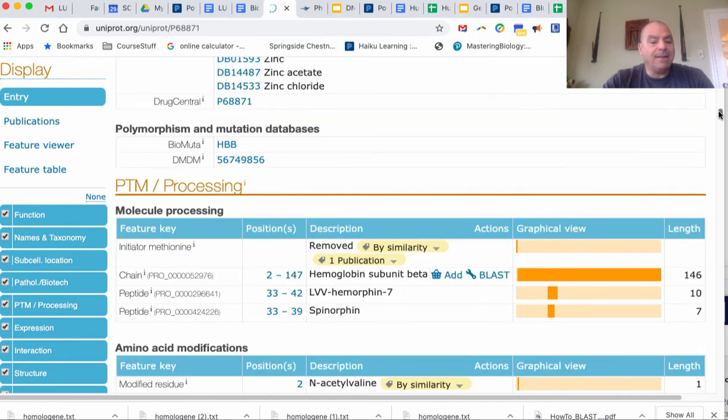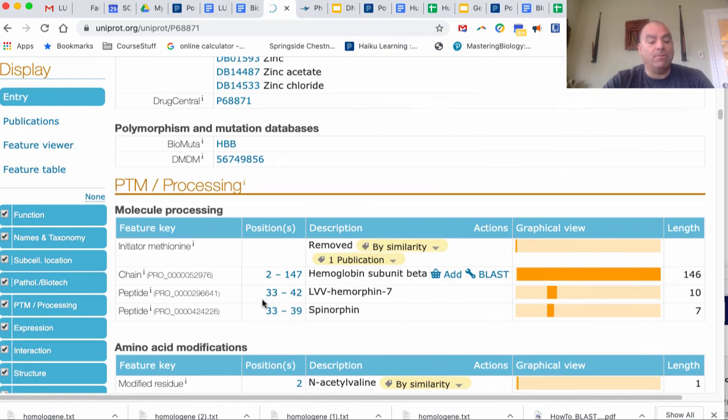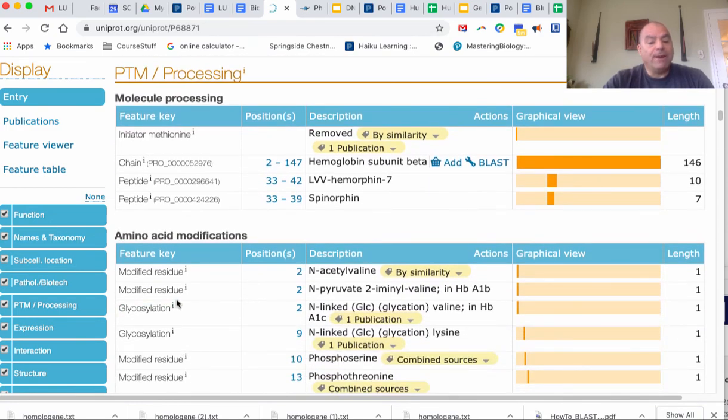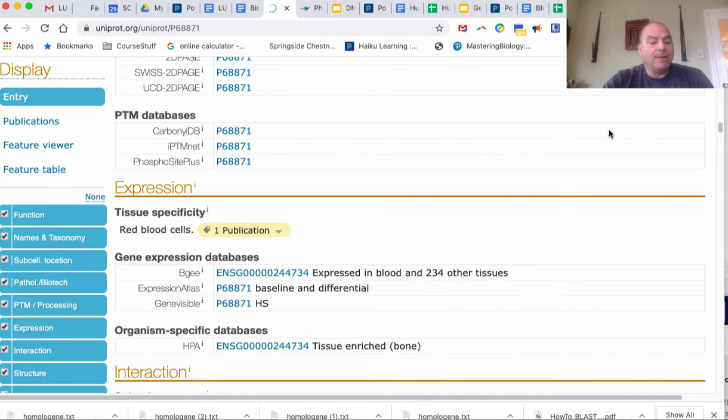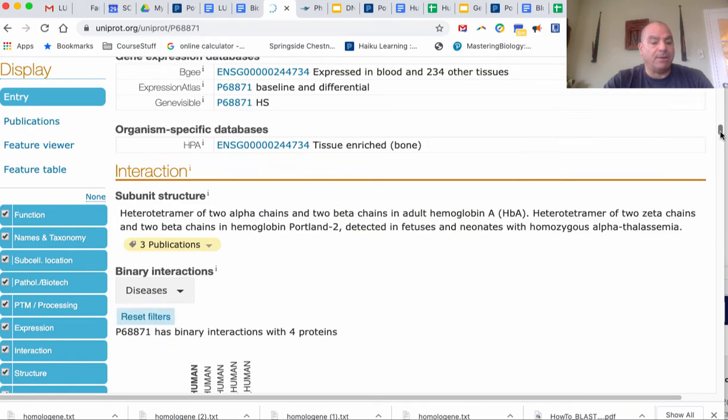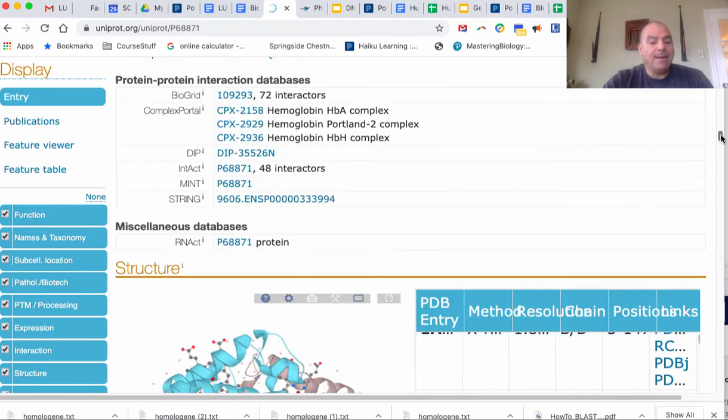And then here, I like this section, PTM, post-translational modifications or processing. We've talked about that. So here is an example: the initiator methionine gets removed, or different residues, meaning amino acids. So some get glycosylated. This also tells you what else happens to that amino acid. And then if you keep scrolling down, you get to where this is expressed in the body. What particular cells are expressed in other tissues? And then here's what I really like.